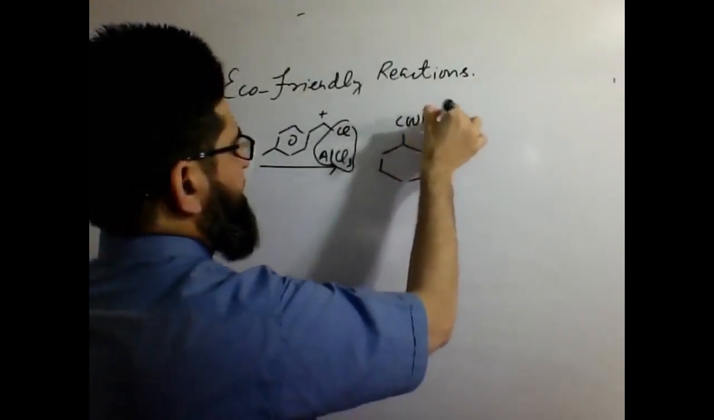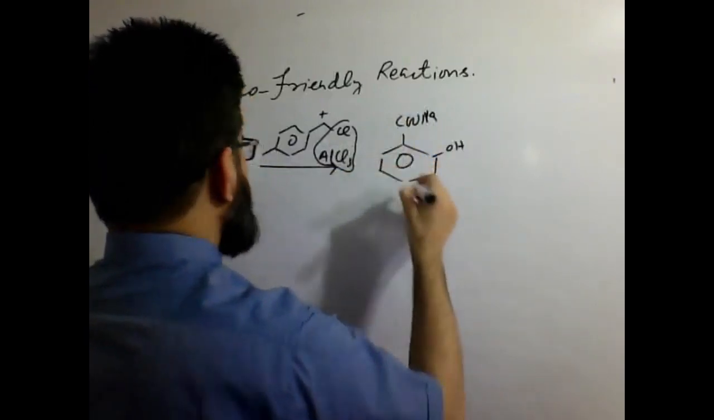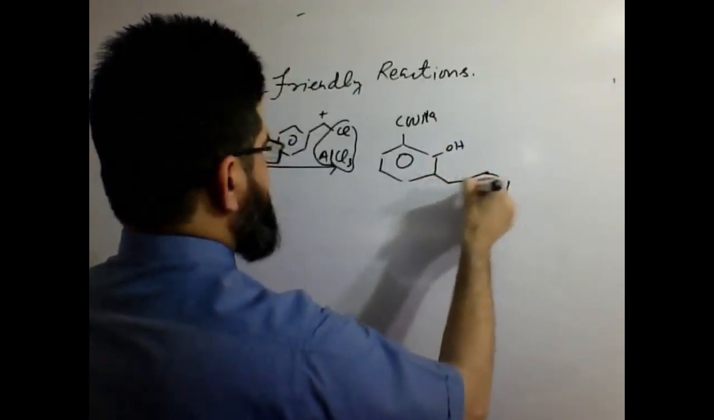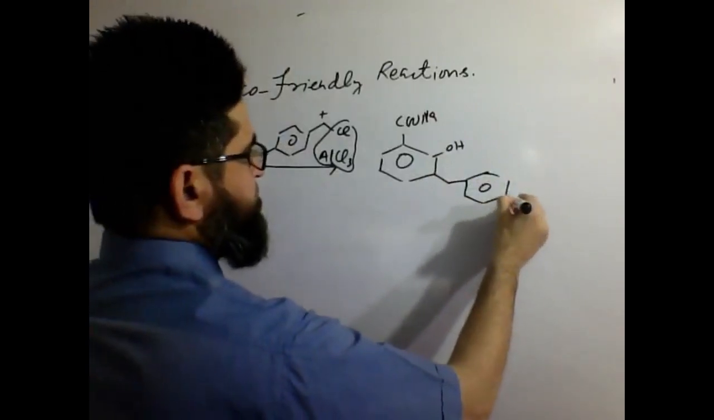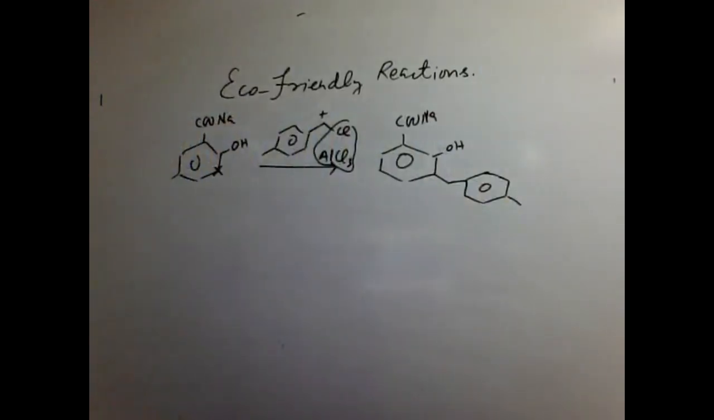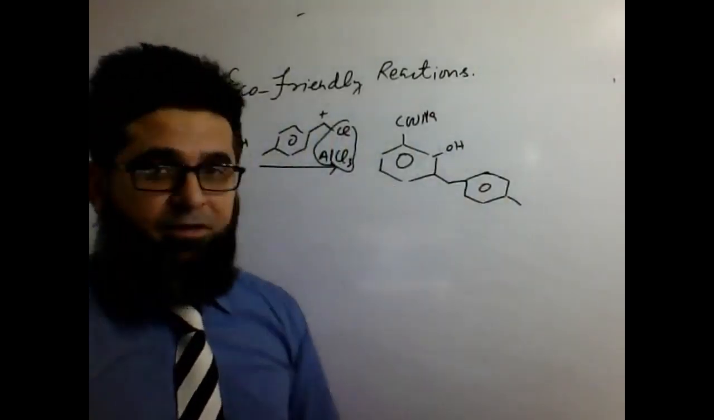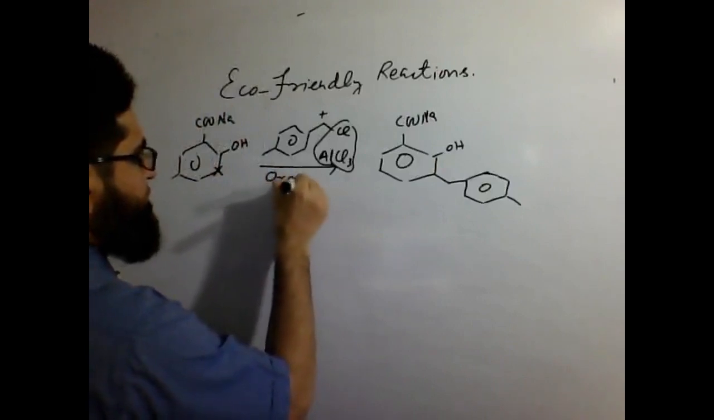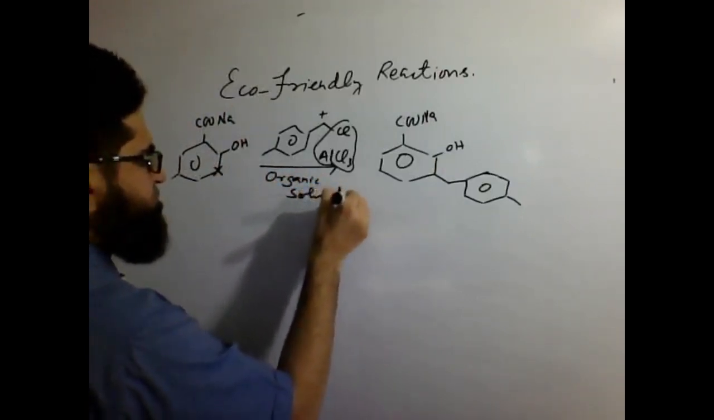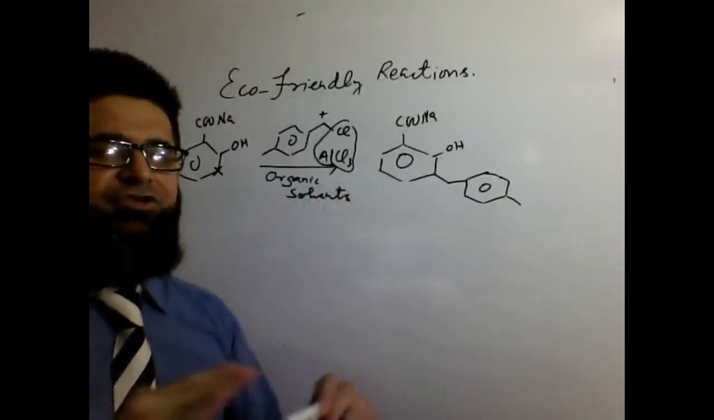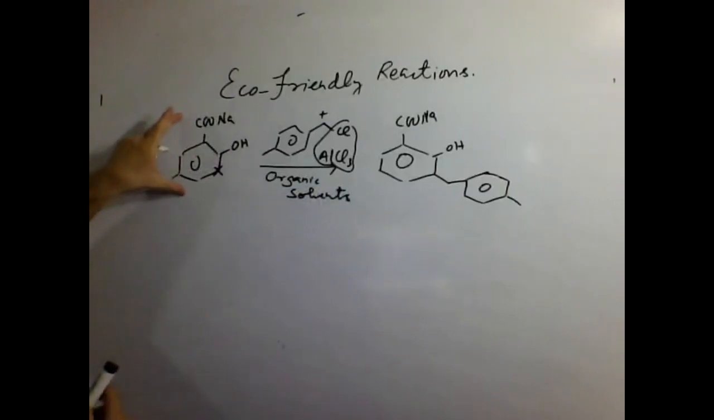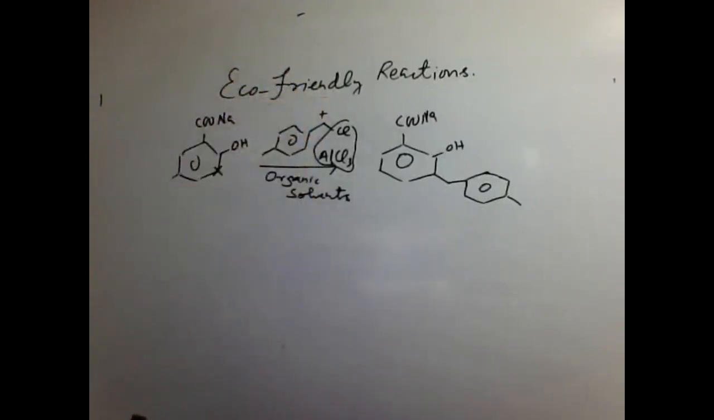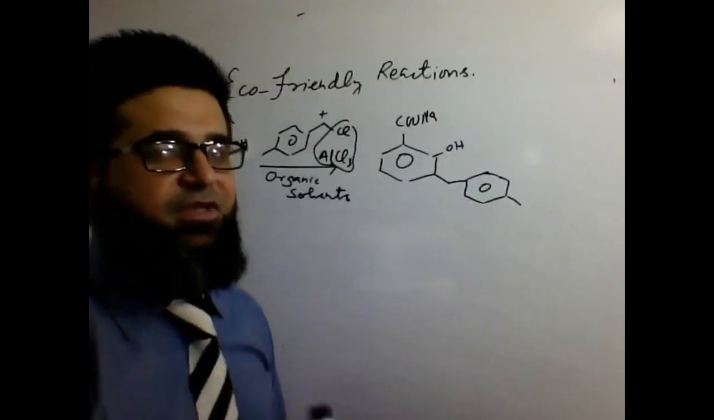So you are supposed to have this as the product, an alkylation of the aromatic ring as per the Friedel-Crafts reaction. Such reactions are supposed to be done in organic solvents. A given compound reacts with an alkyl halide in the presence of AlCl3, the well-known Friedel-Crafts alkylation reaction, giving you this product.